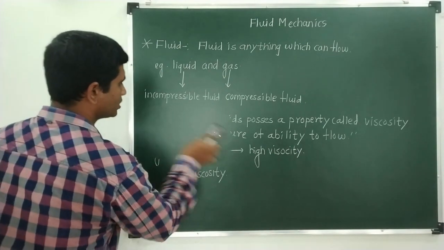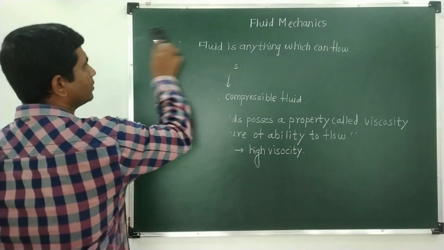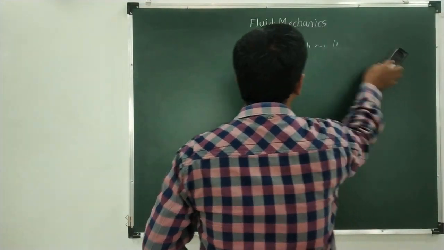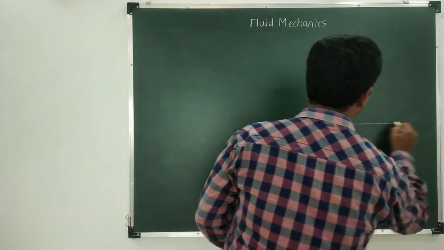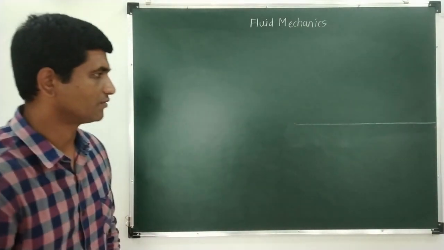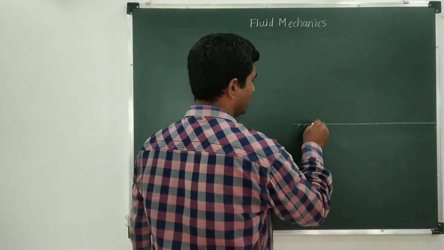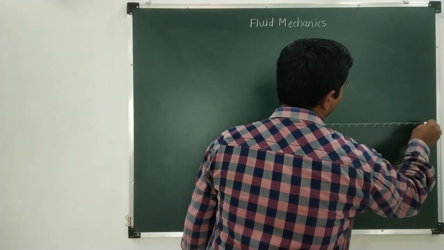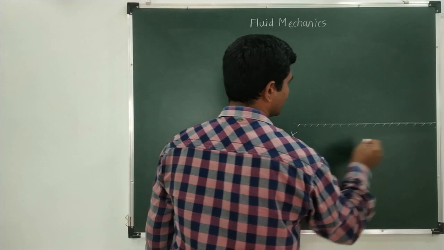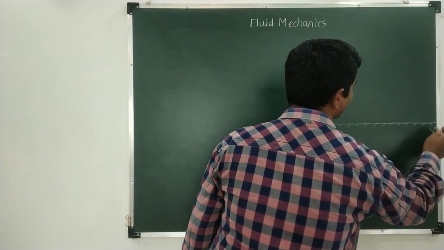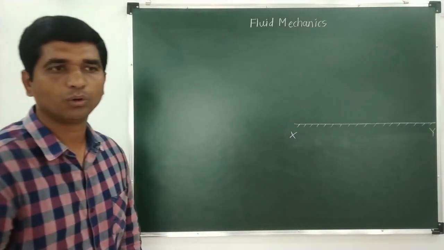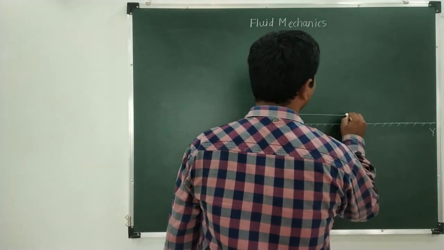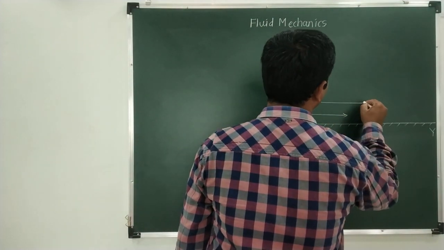Let us start by considering an example of viscosity. Consider this is the surface. Let us name this surface xy. This surface has the name xy, and over this surface the liquid is flowing like this.